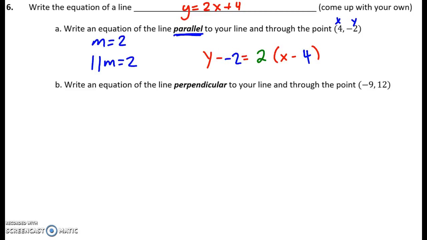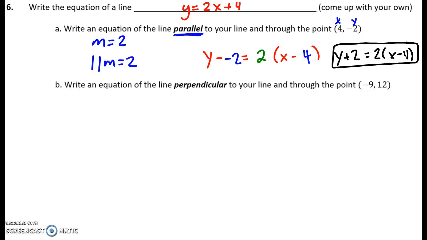Now just clean it up a little bit. When you take away a negative, that becomes positive. So my final answer here is y plus 2 equals 2 times x minus 4. This is the equation of a line that is parallel to the given line.